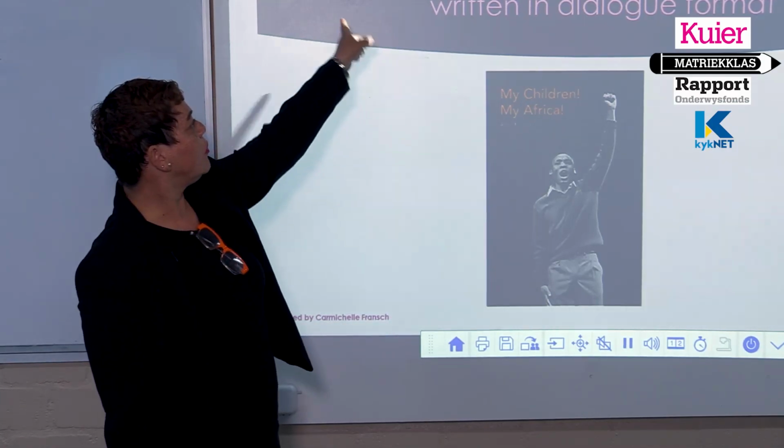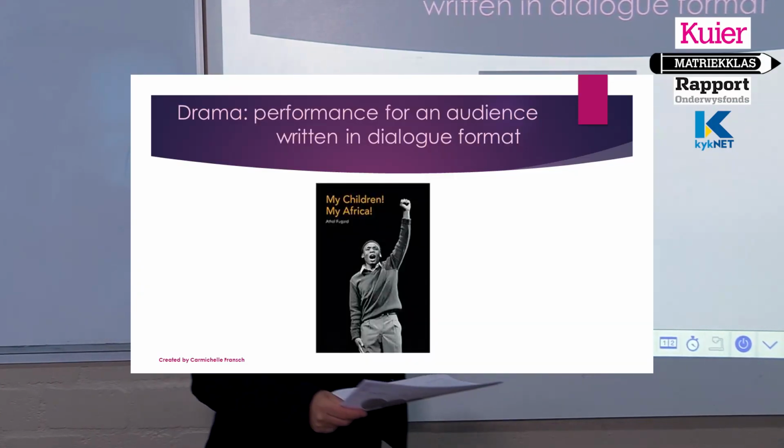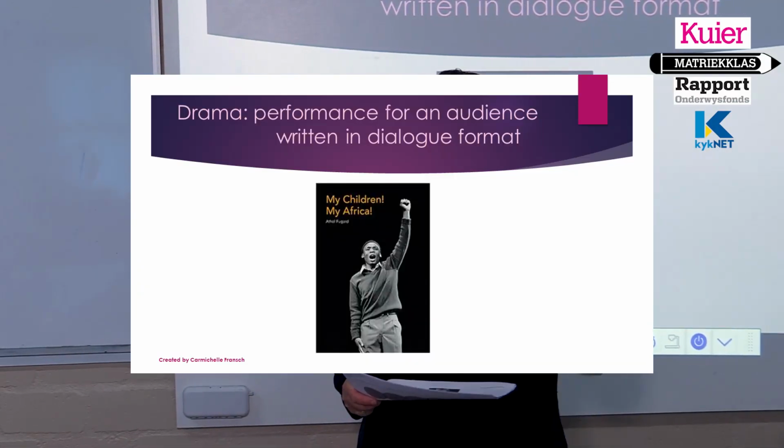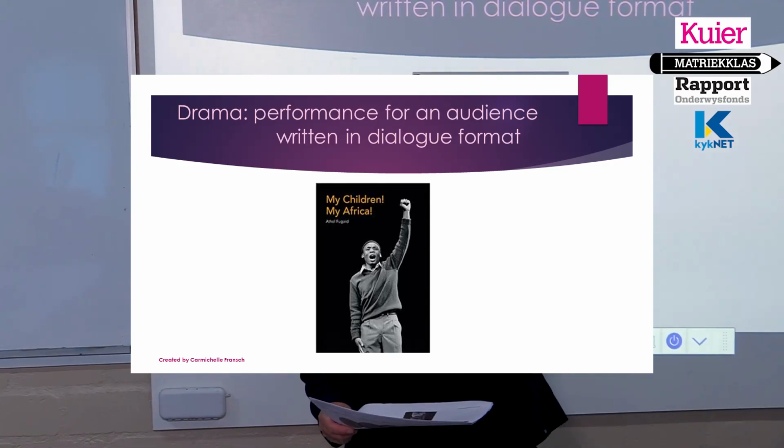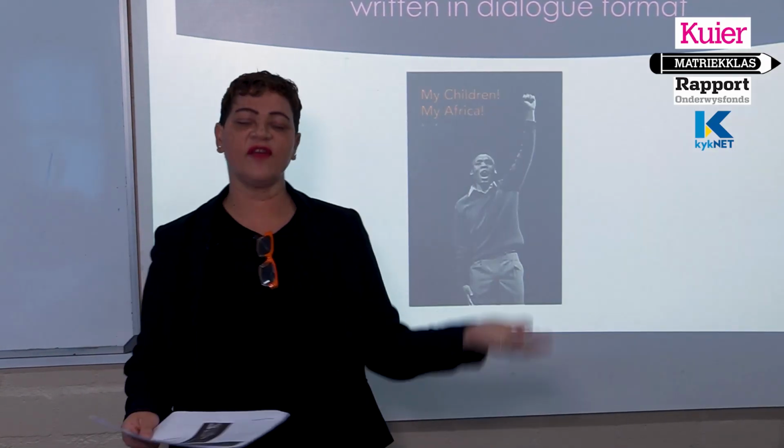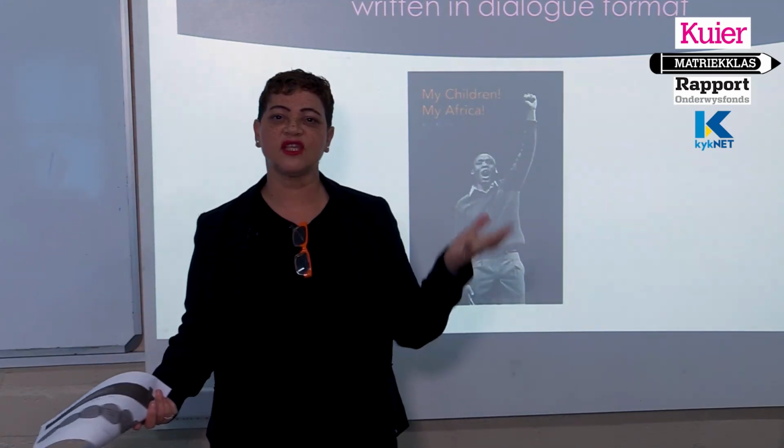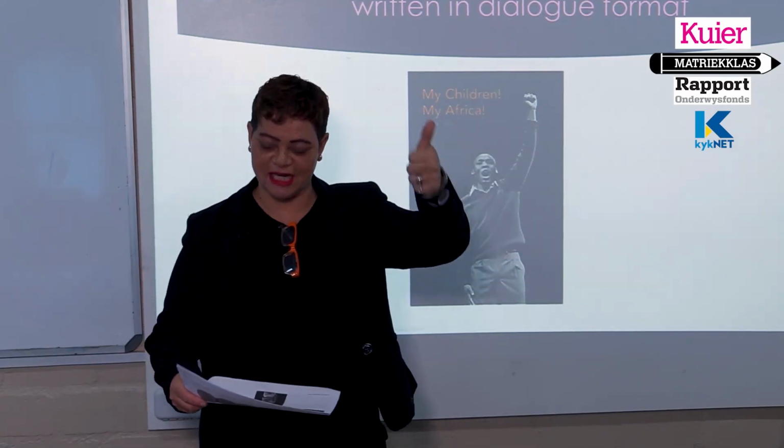Right, so what is a drama? A drama is a performance that is written for an audience. And how is it written? It's written in dialogue form. What does that mean? It's a conversation. It's going to be performed. So what happens? You get stage directions.